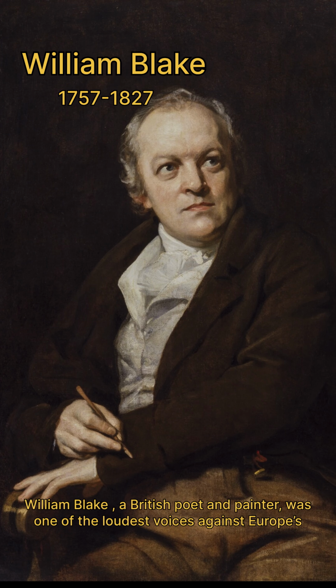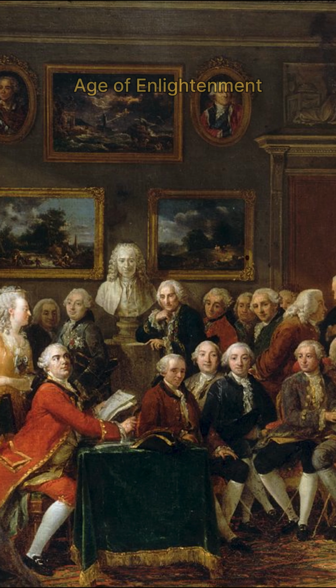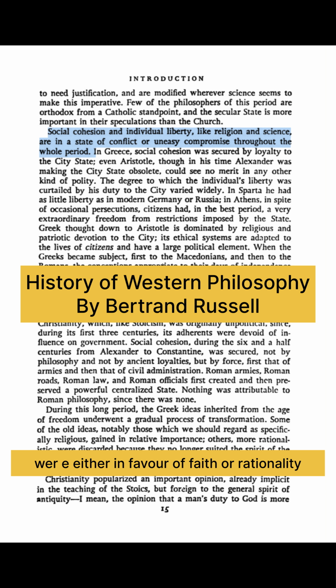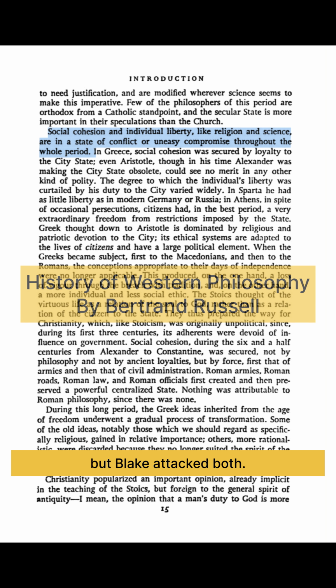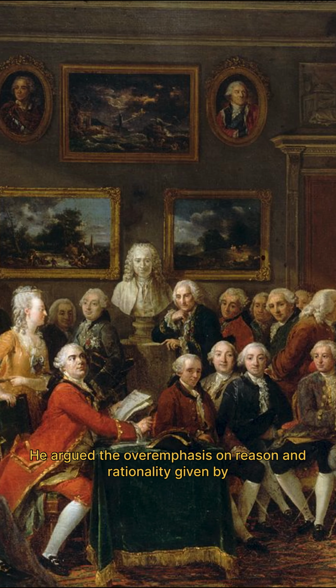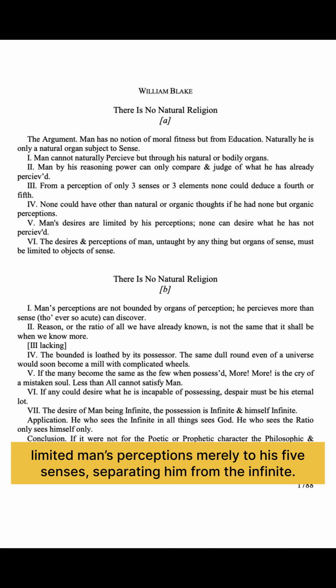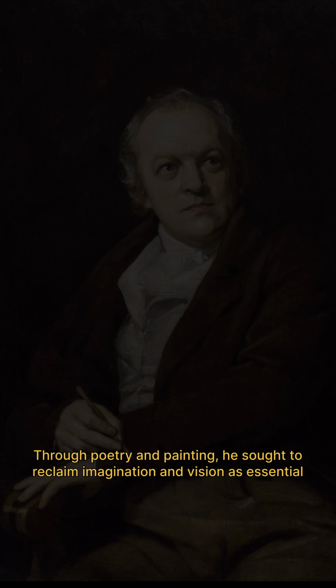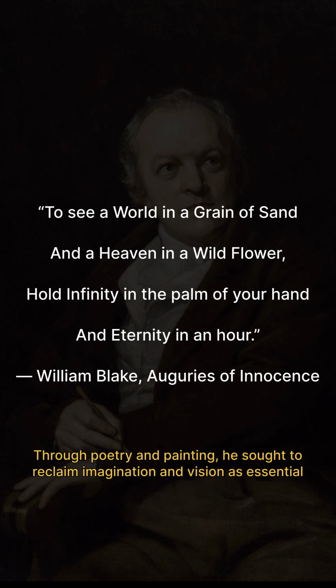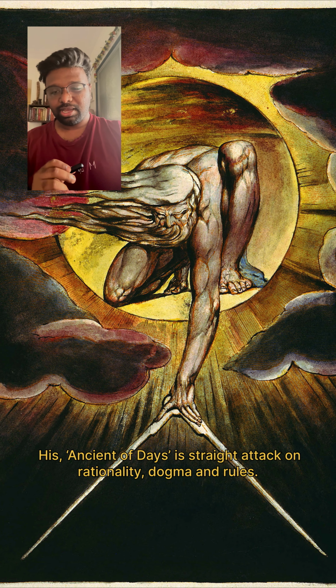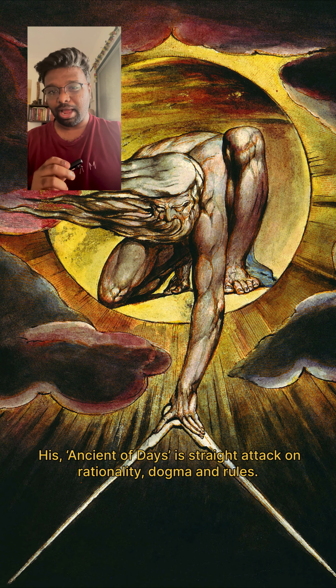William Blake, a British poet and painter, was one of the loudest voices against Europe's Enlightenment. Majority of thinkers in Europe's history were either in favor of faith or rationality, but Blake attacked both. He argued the overemphasis on reason and rationality given by Bacon, Newton, and Locke limited man's perceptions merely to his five senses, separating him from the infinite. Through poetry and painting, he sought to reclaim imagination and vision as essential modes of knowing, which was eclipsed by rationality. His Ancient of Days is straight attack on rationality, dogma, and fear.